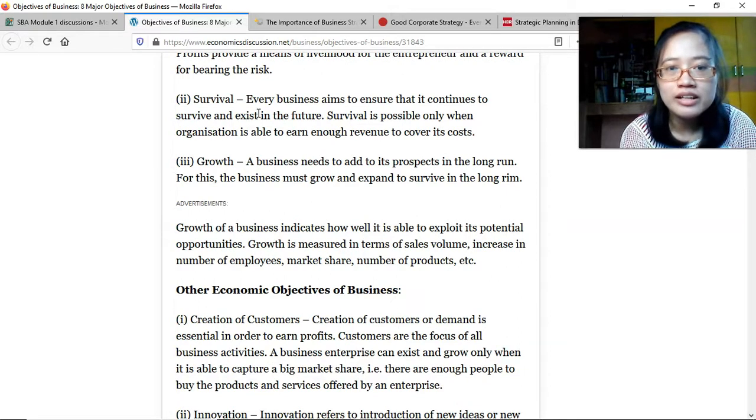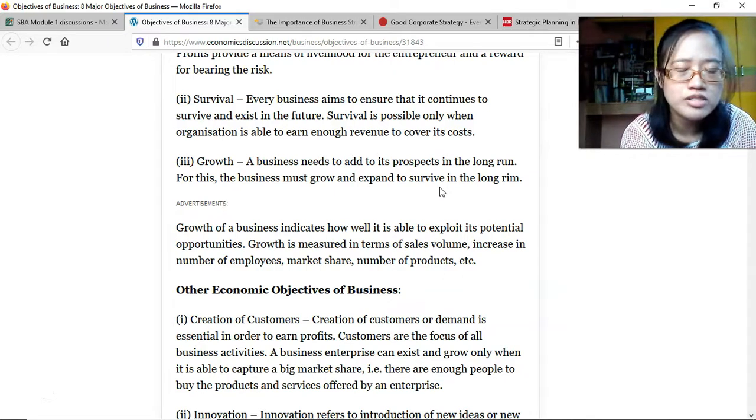Second is survival. Every business aims to ensure that it continues to survive and exist in the future. Survival is possible only when organization is able to earn enough revenue to recover its cost, of course. And then thirdly, growth. The business needs to add to its prospects in the long run. For this, the business must grow and expand to survive in the long run.